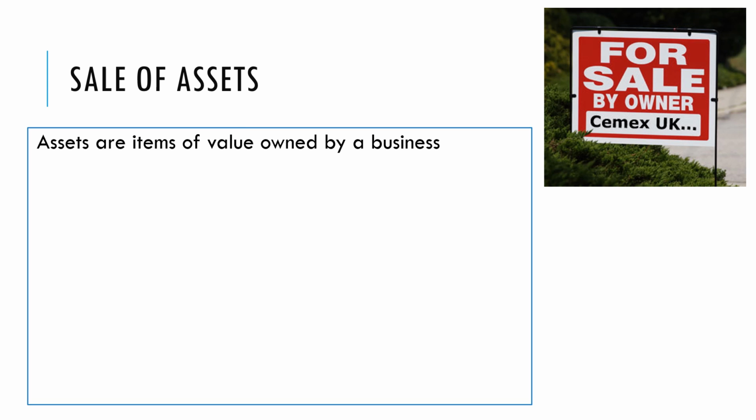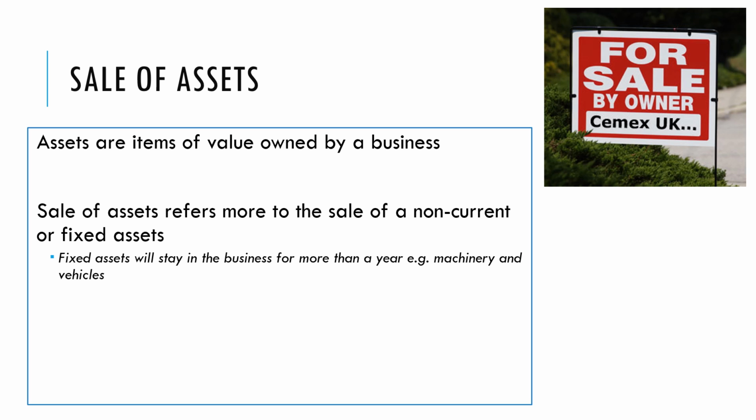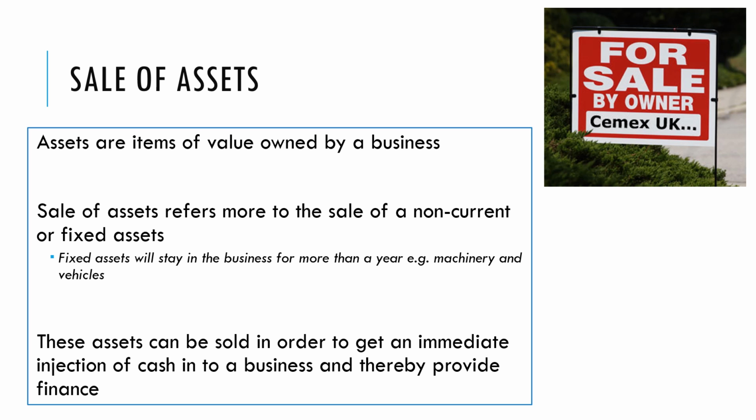The final internal source of finance is sale of assets. And this involves selling items of value that are owned by the business. And normally here we're not talking about kind of stock or anything like that. We're normally talking about non-current or fixed assets. So assets that are likely to stay in the business for a long period of time, machinery, vehicles, those kinds of things. So these assets can be sold in order to get an immediate injection of cash and then provide finance that could be used for an alternative purpose.